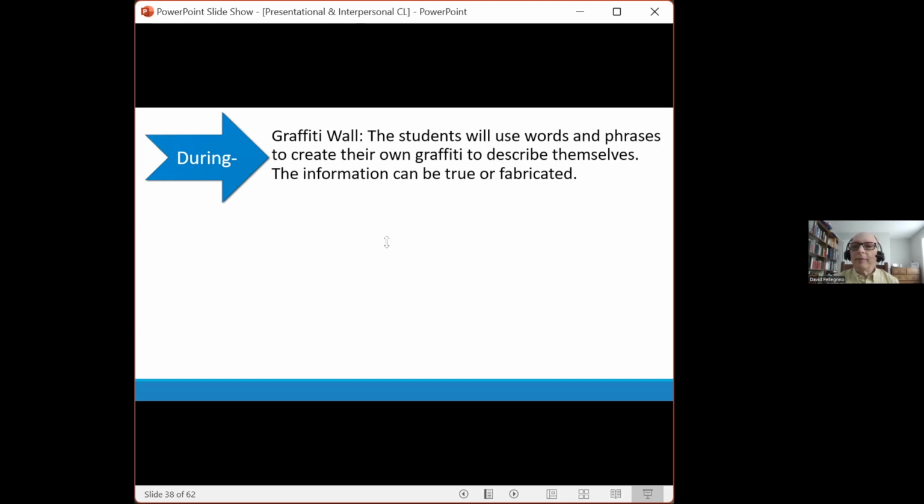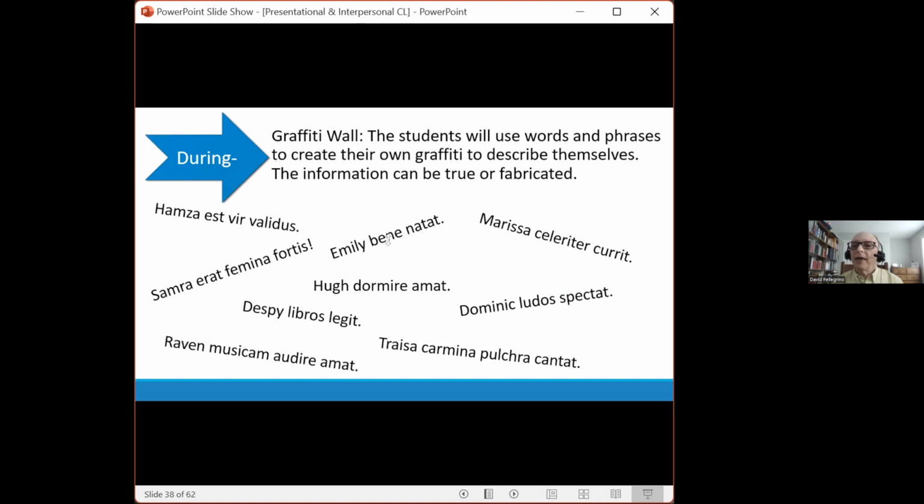After getting feedback from their peers and their teachers, students are ready to publish. Here is an example of a graffiti wall that I created using names of my former students. I also see students creating these sentences over and over again as they see words in the reading passages that speak to them.